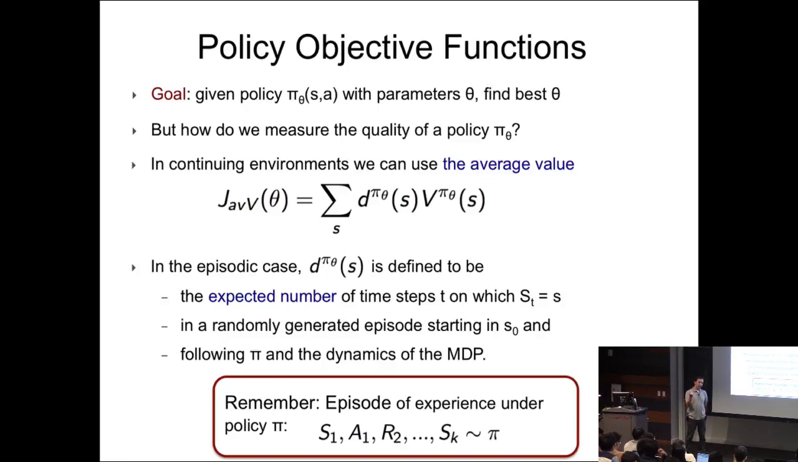You're trying to find the policy in such a way that the states that you're visiting have high value function. So intuitively, it should make sense to you, right?